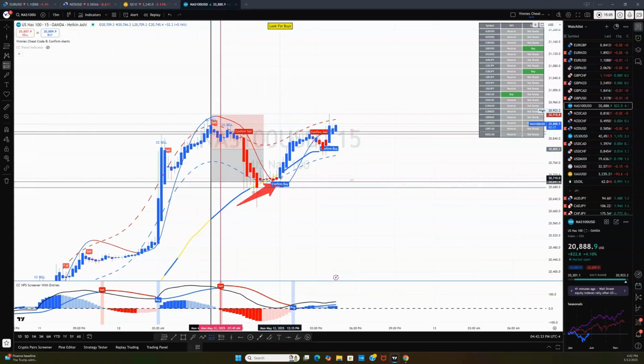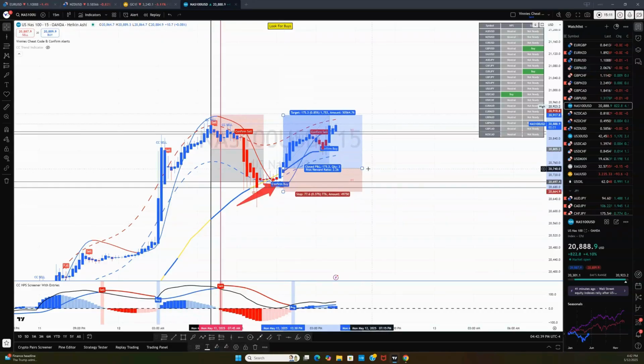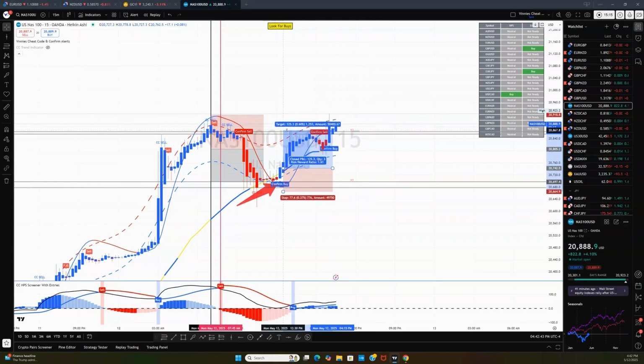Later on in the day, confirmation sell entered off after that confirmation sell. Stop loss below this previous low here, and then you're going to target this high or target this resistance, the H1 resistance. Okay, that would have been your trade for the day on NASDAQ.